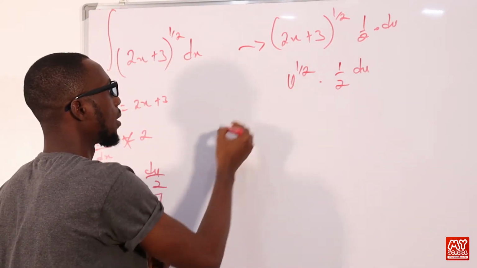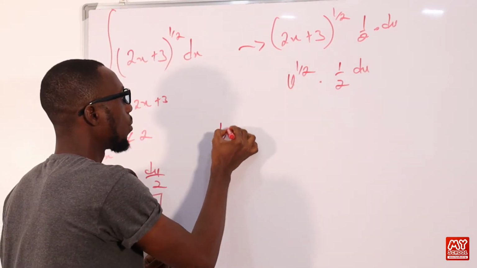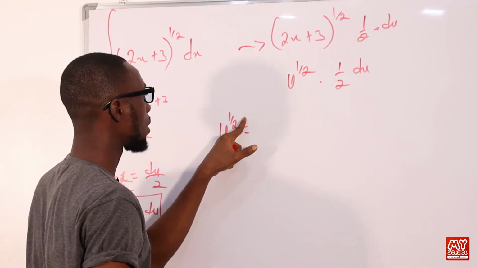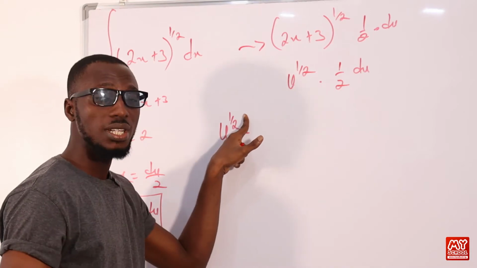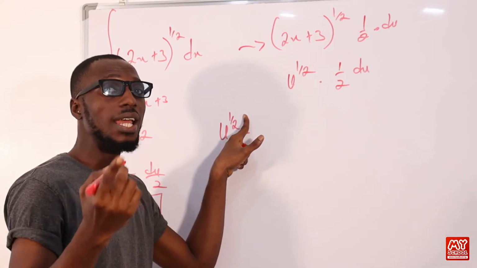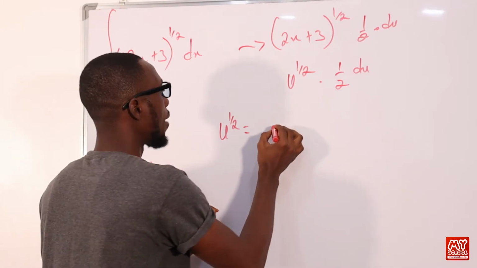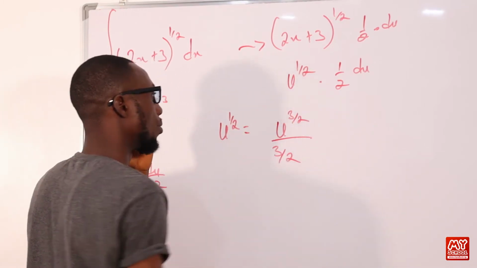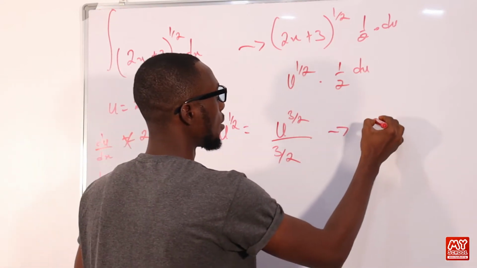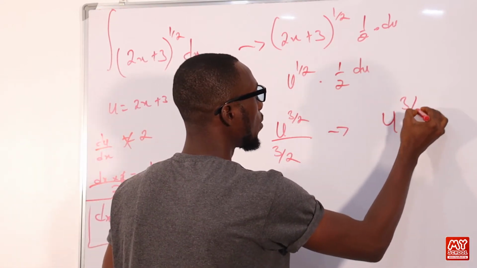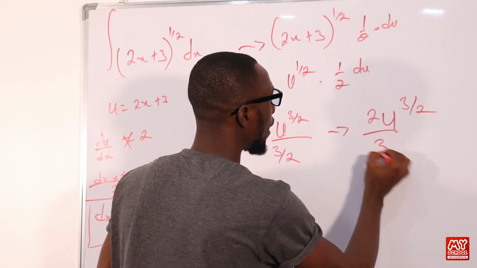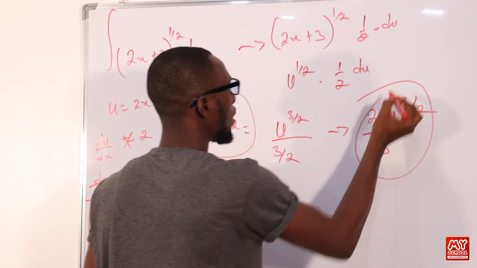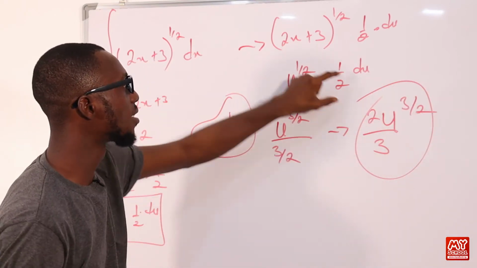So let's integrate this. That will be u, and remember in integration, we add 1 to the power: half plus 1 will give you 1 and a half, or 3 over 2. So I have u raised to power 3 over 2, all over 3 over 2. That implies u raised to power 3 over 2 times 2 over 3. So integrating this gives us this. Wherever I see this, I'll replace it with this here.